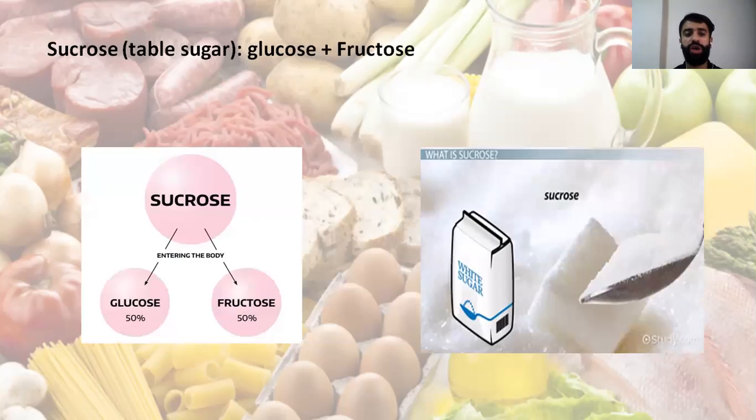Sucrose. Sucrose is glucose plus fructose. So sucrose is glucose and fructose, 50-50. This is the table sugar that we use at home. It's called sucrose. It's glucose with fructose. And sure, it's a disaccharide. It's in the form of two.